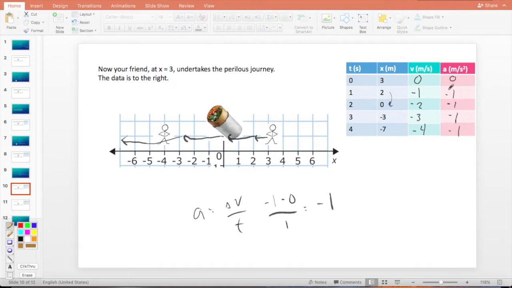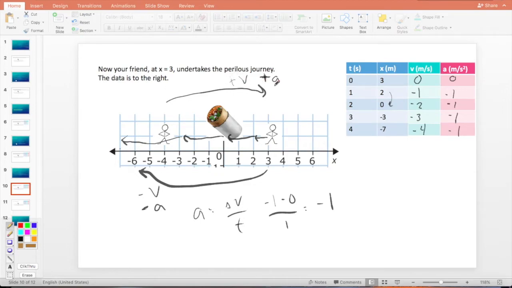But wait a second. This is very, very odd. In our last example, we saw that you, over here, when you went this way, that's a positive velocity, that you were speeding up and you had a positive acceleration. This time, your friend going this way, that's a negative velocity, and the acceleration is negative, but we still call that speeding up. How can a negative and a positive acceleration have the same meaning?